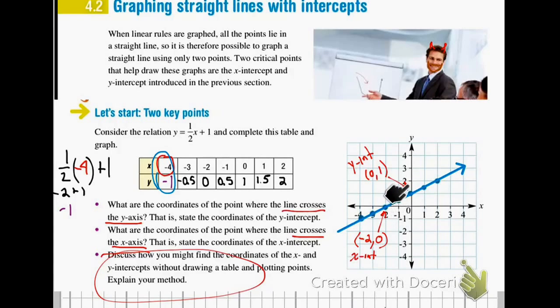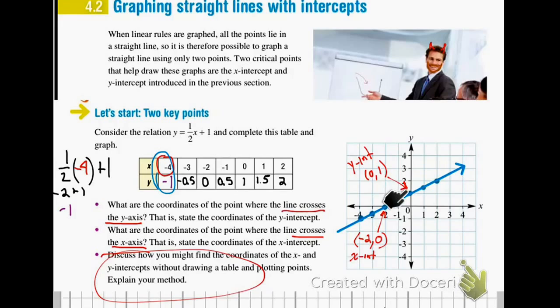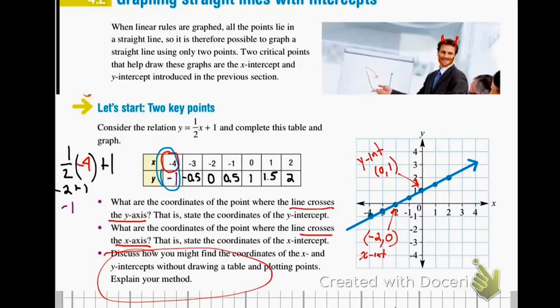So, the y-axis is always on x equals 0. The x-axis is always on y equals 0. So those coordinates will always be the same. For the x-intercept, the y-coordinate will be 0. For the y-intercept, the x-coordinate will be 0.